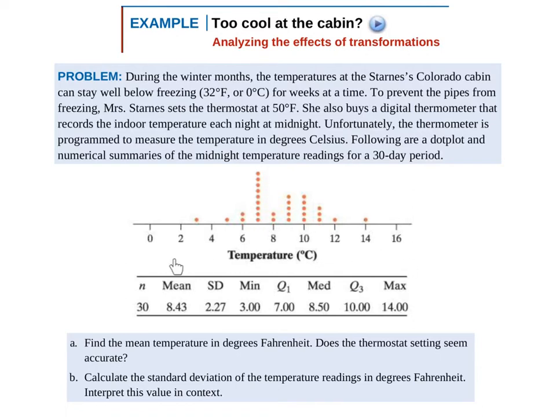Anyway, I digress. Here's our calculations. And let's do two things. Let's find the mean temperature in degrees Fahrenheit, and does that thermostat setting seem accurate? And then let's calculate the standard deviation in Fahrenheit and interpret this value.